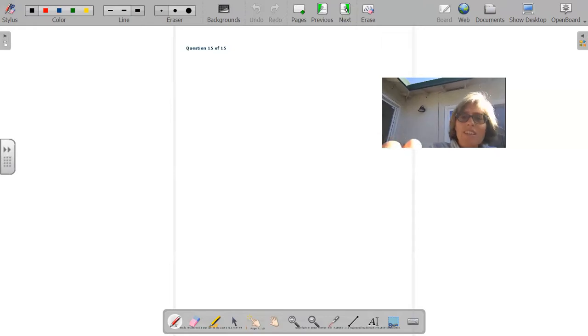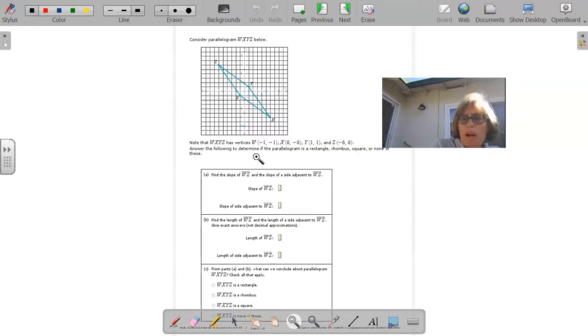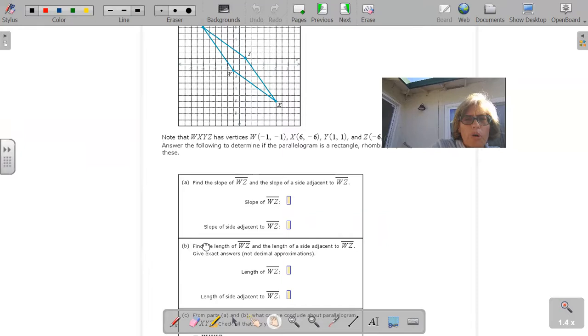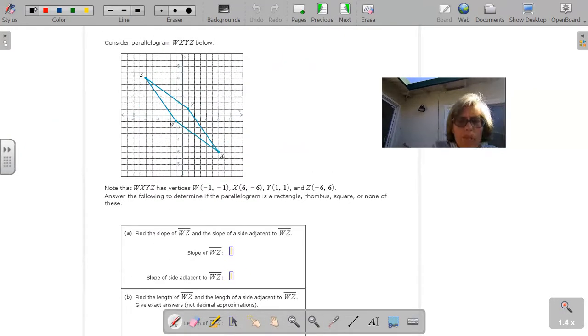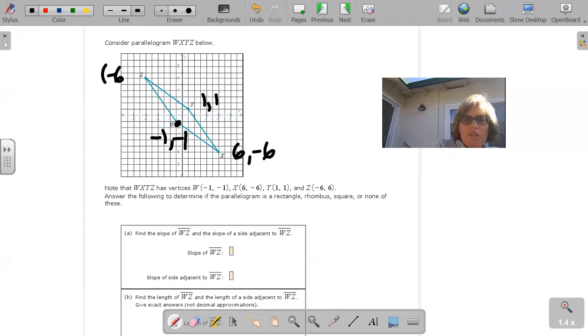So taking a look at this last one, let's give an example of which it might qualify as one of those so you can see how that would work. So first, always put your coordinates where they belong. And W is -1, -1. X is 6, -6. Y is 1, 1, and Z is -6, 6.